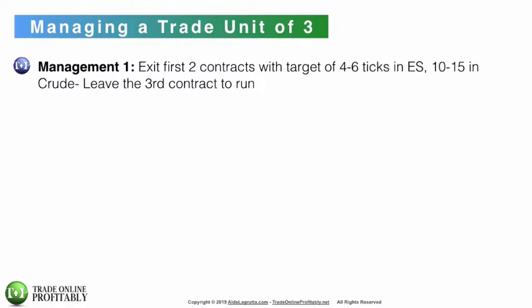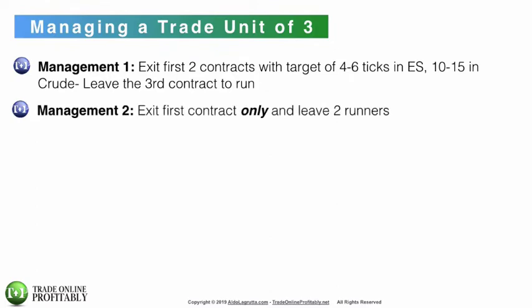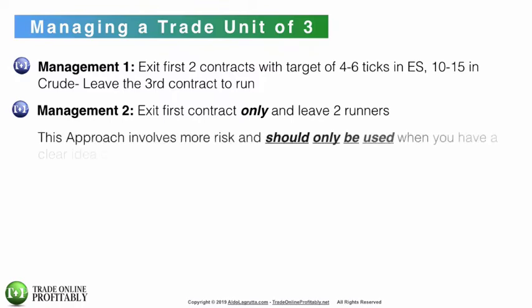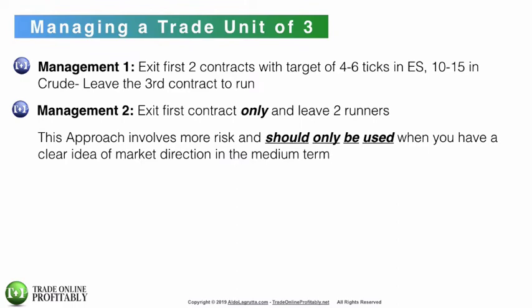In another trade, I did exactly the opposite. I exited only 1 contract at the first target and kept 2 runners. This approach obviously involves more risk. Should we be stopped while using this strategy, even though we take profits in 1 contract, it is likely that the trade still ends up as a loser. The second approach should only be used when you have a clear idea of the market direction in the medium term. Other indicators and momentum studies should be employed before taking this approach. In my previous example, you may remember that I based my decision on one of Aldo's market updates and forecasts.